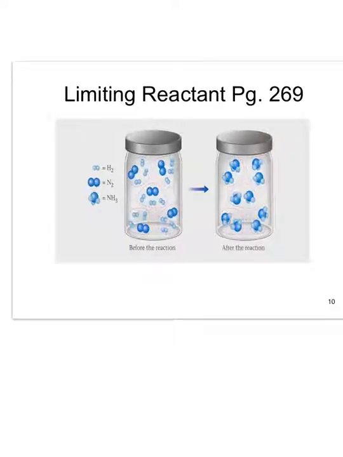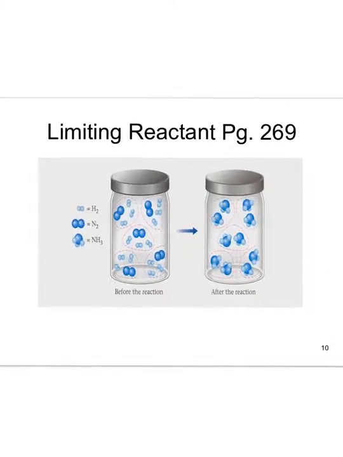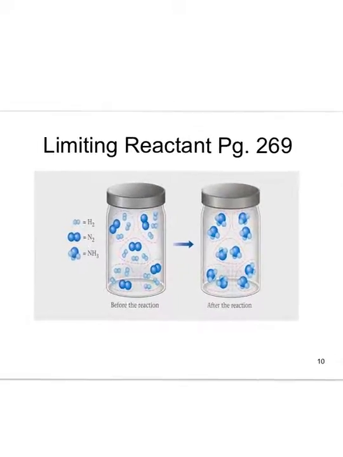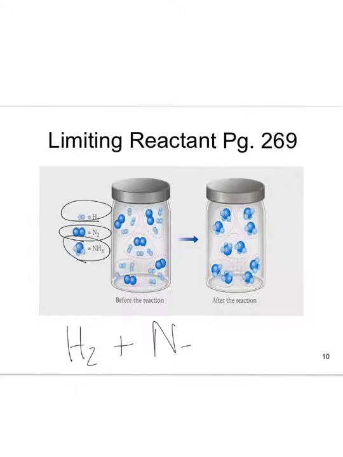Okay, so with limiting reactant, you have to get an idea of what's going on here. When you're doing this, make sure you get an idea of what's happening. We've got hydrogen and nitrogen combining together to form ammonia. And we have a reaction that says hydrogen plus nitrogen makes NH3.